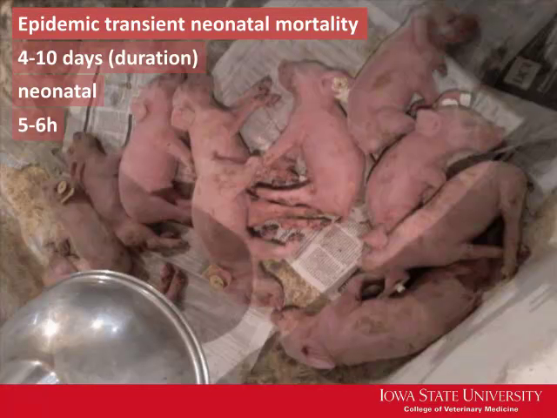Some more pictures here on the neonatal mortality syndrome. We already talked about the duration. We are talking about the neonatal component. And just to remind, talking to farm managers and people from the barn, they say that piglets develop the disease really fast, in 5-6 hours. They get sick, somehow dehydrated, lethargic, and they die, and they die fast.